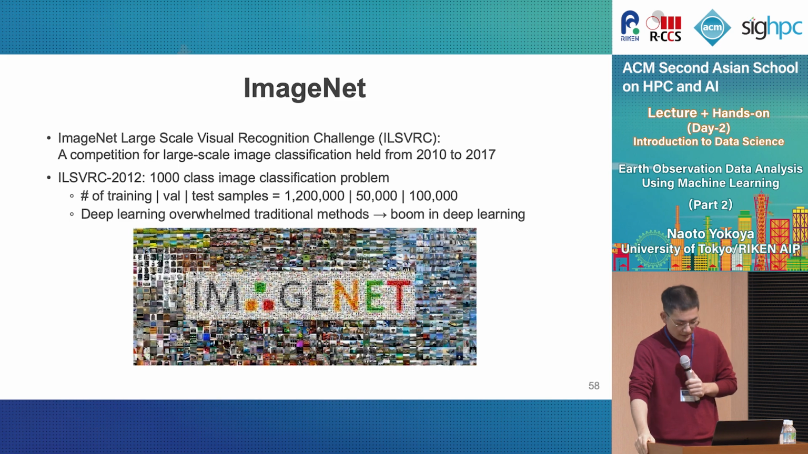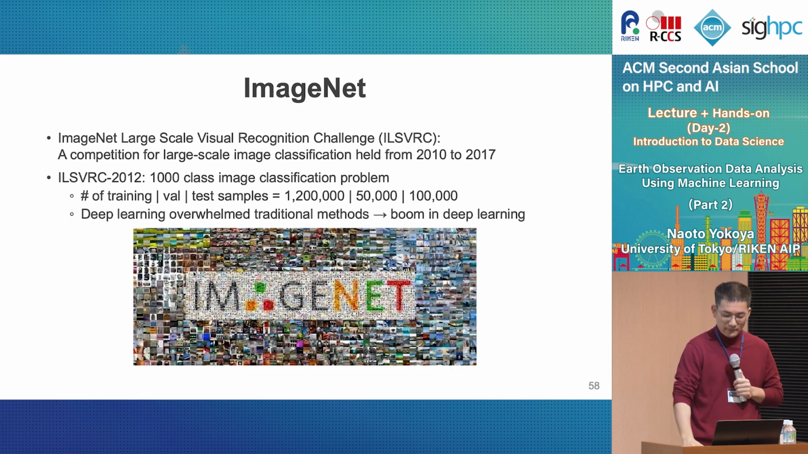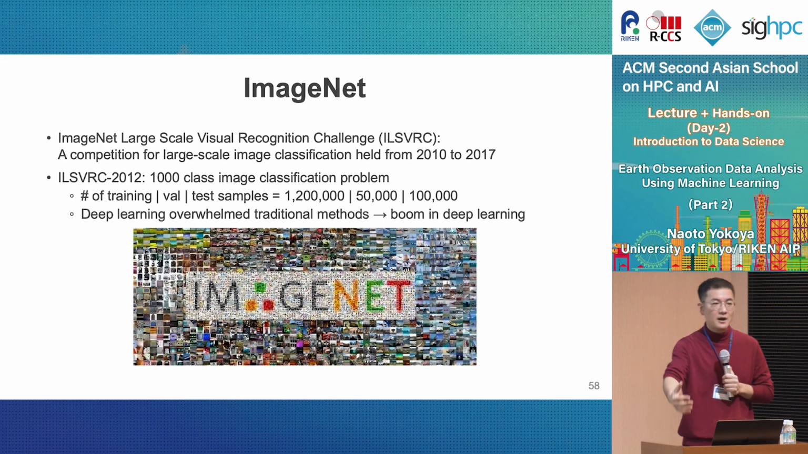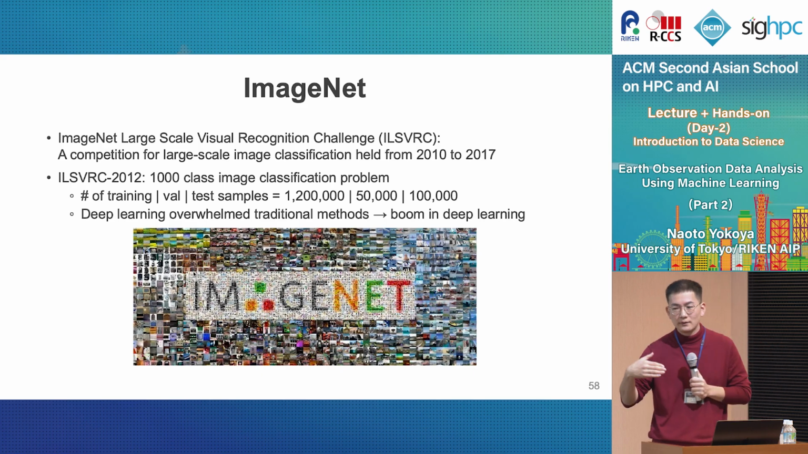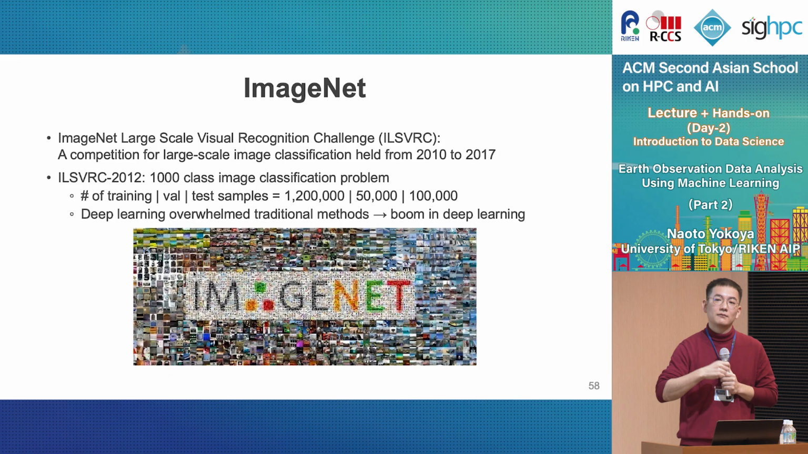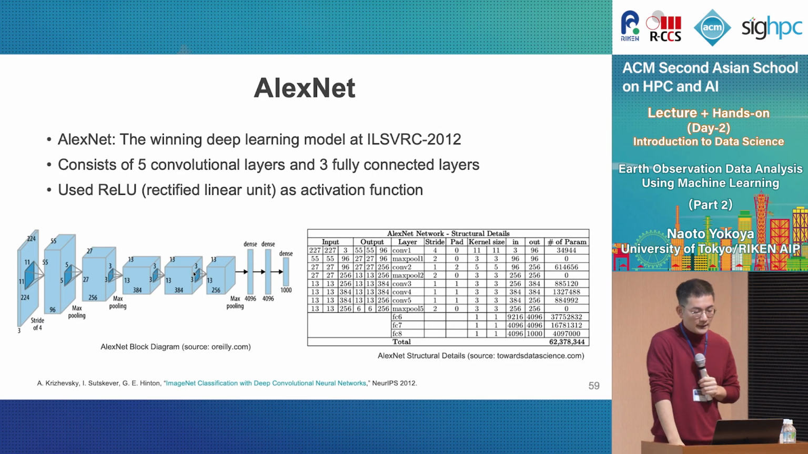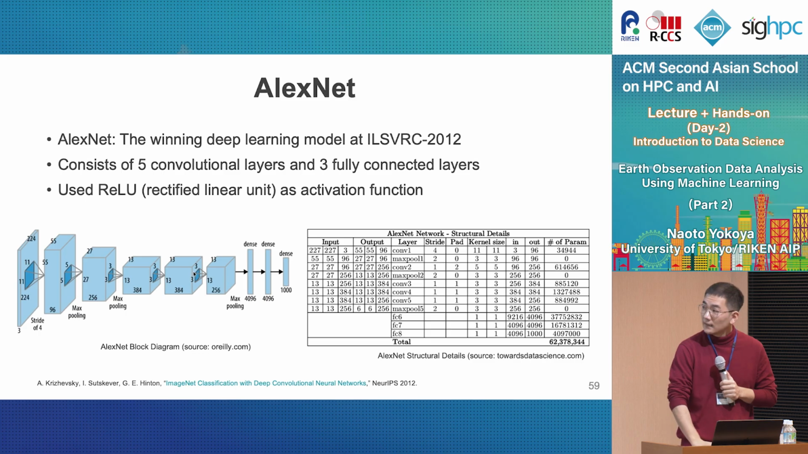So CNN showed very outstanding performance on the image classification benchmark. Benchmarking is very important, and people try many different things to figure out what is good and what is bad. And in 2012, AlexNet won the game. At that time, the model was like this.